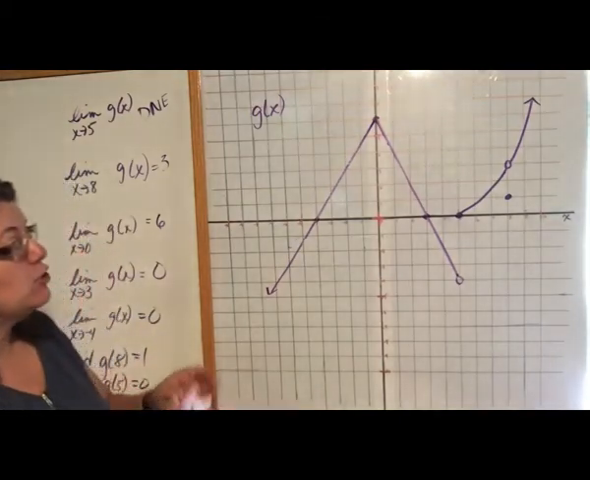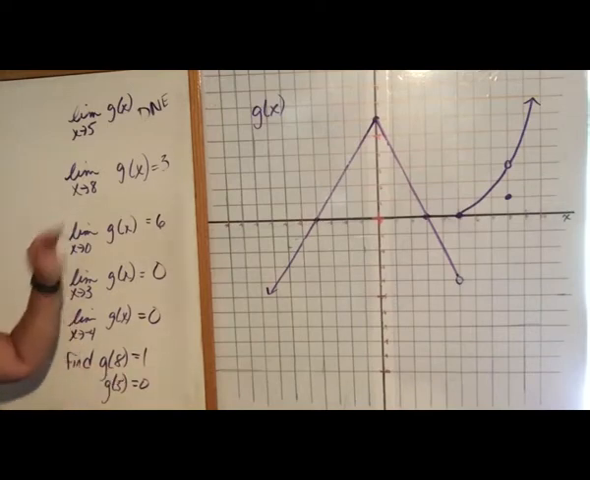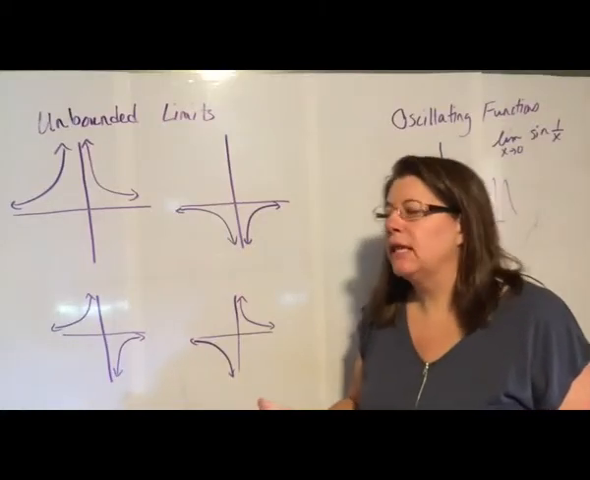But the big thing that you need to take away from this is you can have the limit as x approaches a number be different than f or g of that number. The point that that number is at that x coordinate can be very different than the limit at that x coordinate. Real quick, I want to talk to you about unbounded limits.